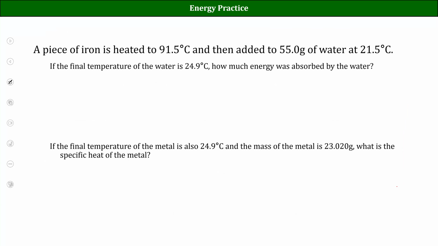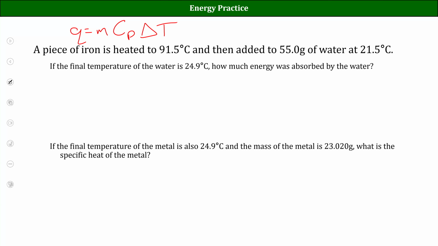Except we didn't know what our metal was in that lab, but basically all we did is we heated a piece of metal up, or several pieces of metal up, to a high temperature, and then we dropped it in water that was room temperature. If the final temperature of the water is 24.9 Celsius, how much energy was absorbed by the water? So just a reminder where we left off the other day.